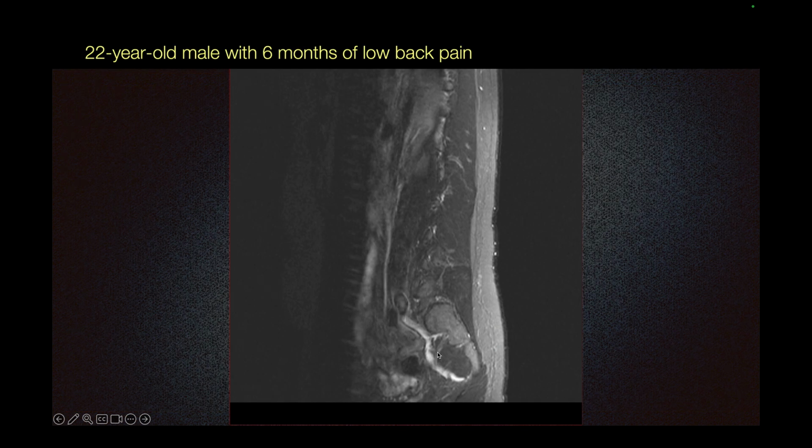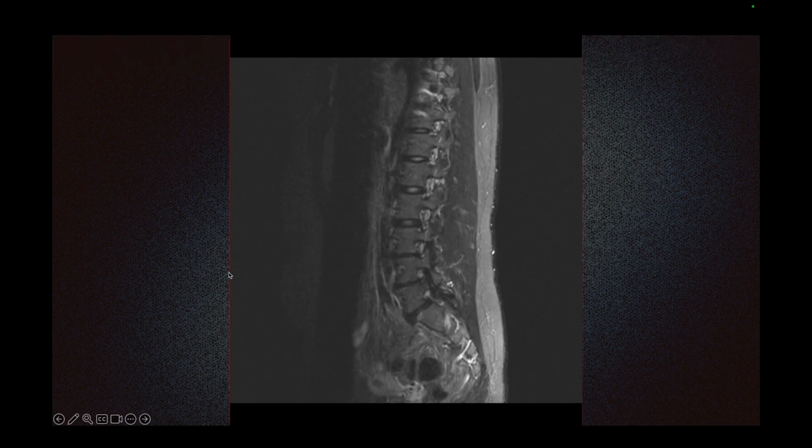I have another case of a 22-year-old male with 6 months of low back pain, and we have an MRI. As you scroll through the images, this is L4 vertebral body, and we see the normal pars. This is the L5 vertebral body, and we see that there is a pars fracture.